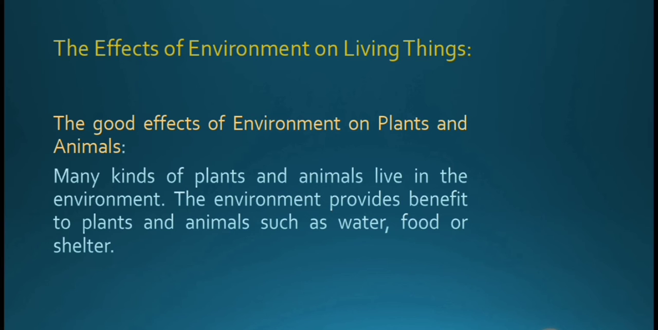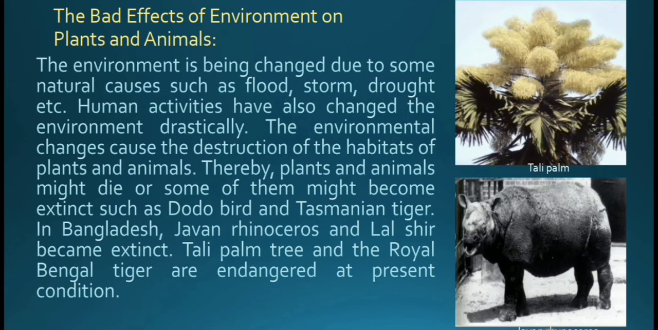So this is the good effect. Now, the bad effect. The bad effects of environment on plants and animals. The environment is being changed due to some natural causes such as flood, storm, drought, etc. So students, how does the environment change? Environment is being changed due to some natural causes, natural disasters such as flood. Flood can change the environment. Storm can change the environment. Drought can change the environment.